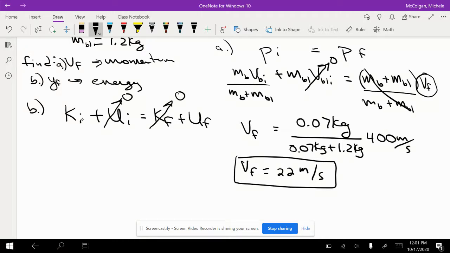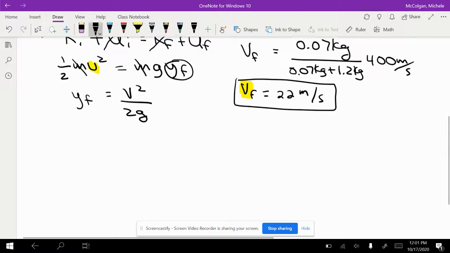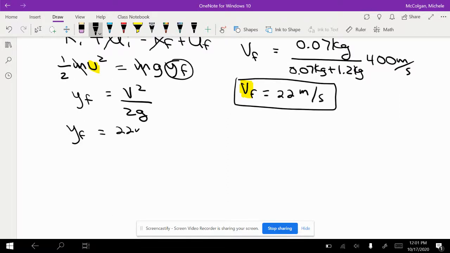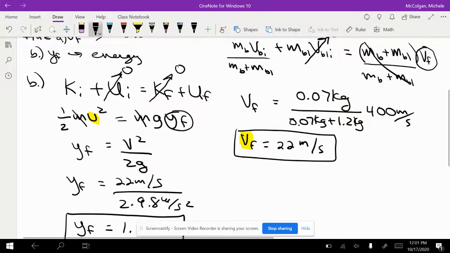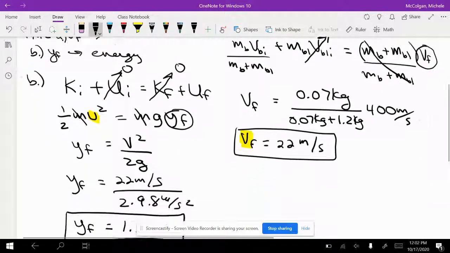So now I have kinetic energy, 1/2 mv squared, is equal to mg y final. And this v right here is going to be the velocity that I found from the momentum equation, and I'm looking for y final. I can cancel out my m's because they're on both sides of the equation. So my y final is going to equal v squared over 2g. When I plug that in, v squared is 22 meters per second, divided by 2 times 9.8 meters per second squared, and I get y final is equal to 1.12 meters. So that's how high the bullet block combination goes after the bullet hits the block, and then they move together to their highest point.